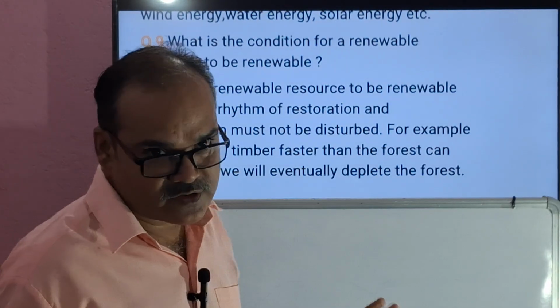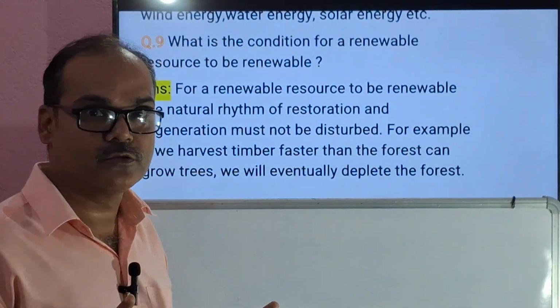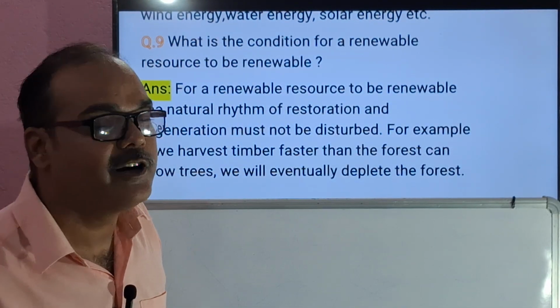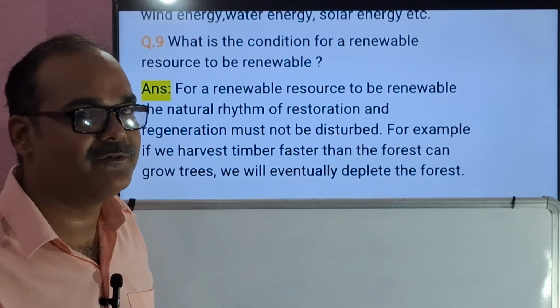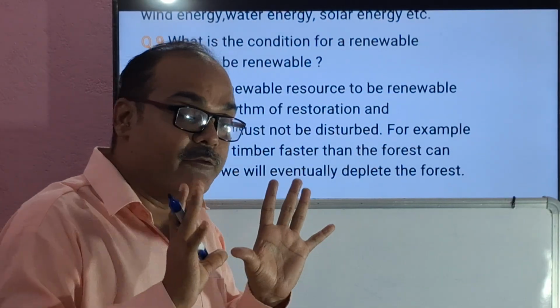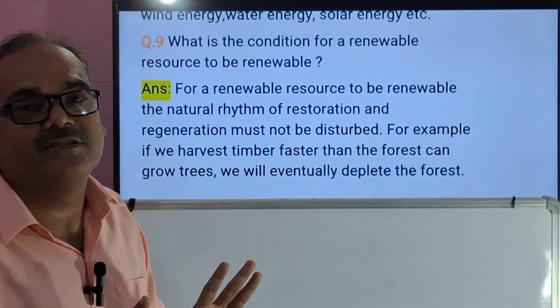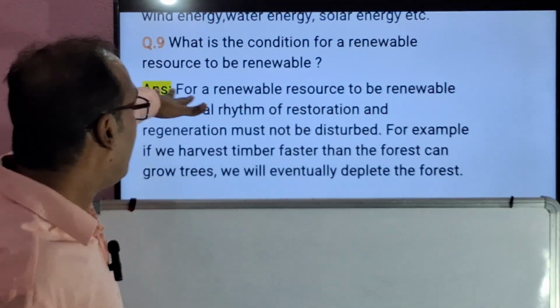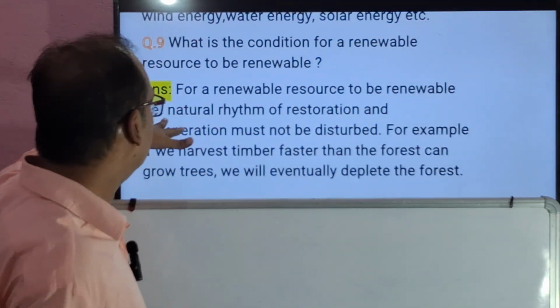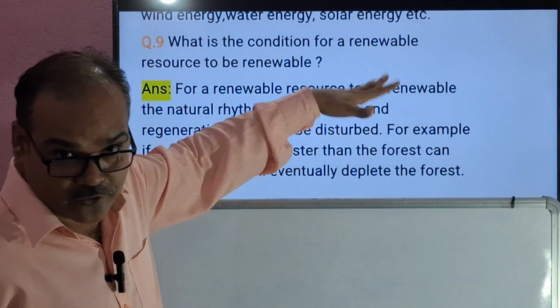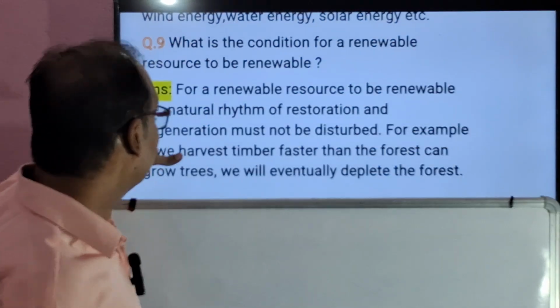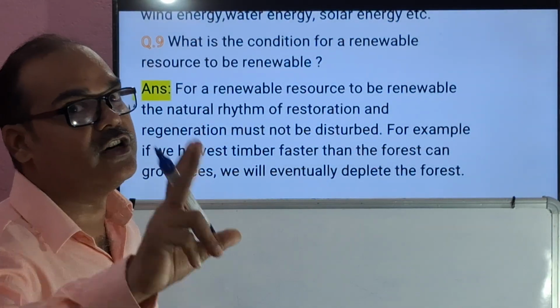Now, what are the conditions for a renewable resource to be renewable? It means we should not disturb them. We must not disturb nature's cycle. See here, for a renewable resource to be renewable, the natural rhythm of restoration and regeneration must not be disturbed.